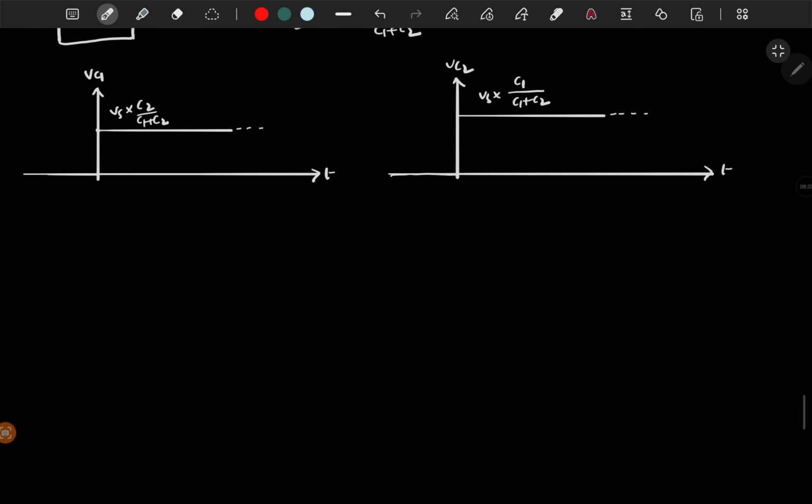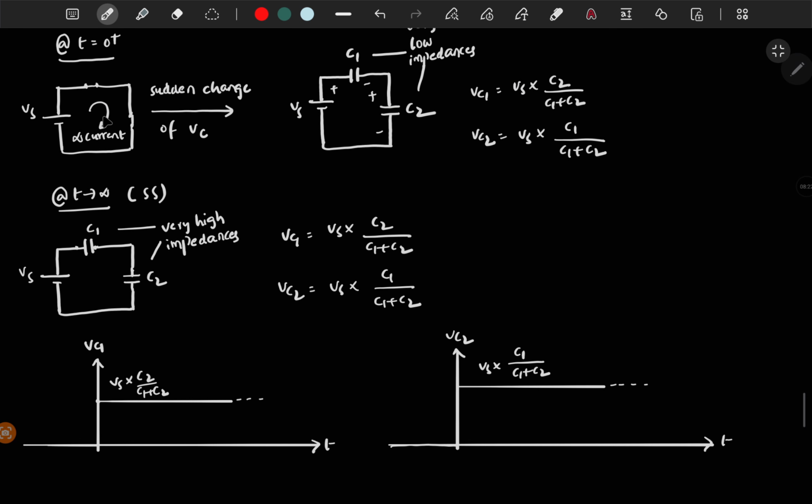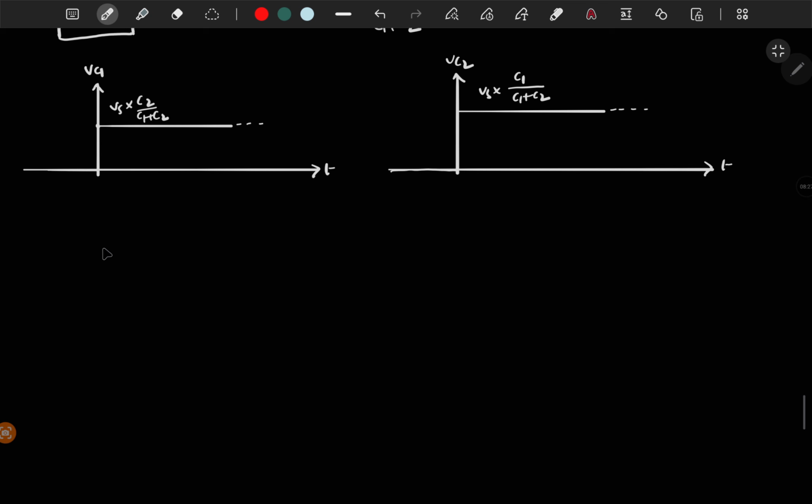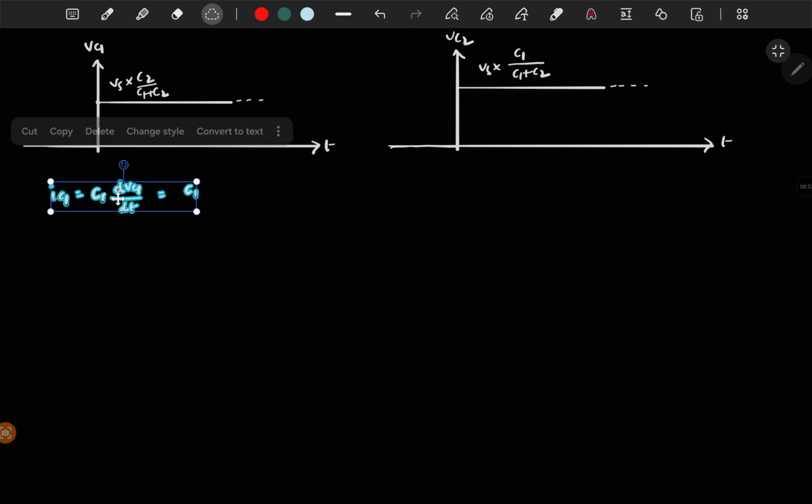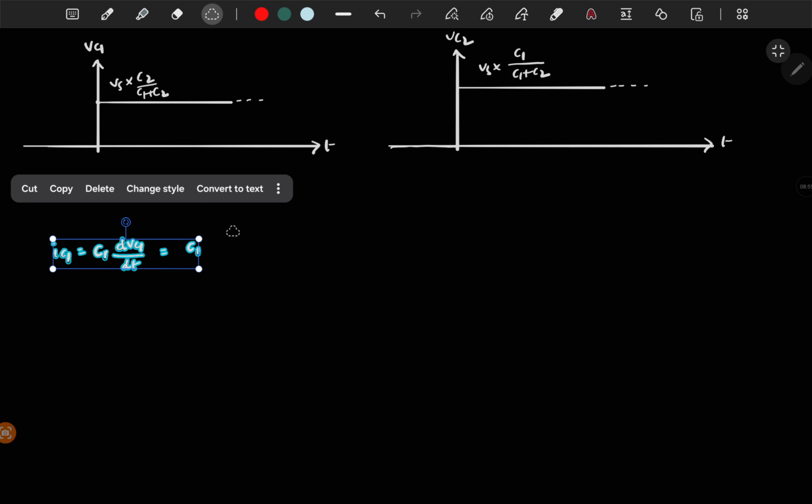And if you want to find the current flowing through the capacitor, since both are in series, the same current is flowing through both the capacitors. So if you find IC1, the relation between the capacitor voltage and the capacitor current is I equal to C dV by dt, right? So it is C1 dVc1 by dt. Before that, we can write the expression for Vc1, then we can derive that.